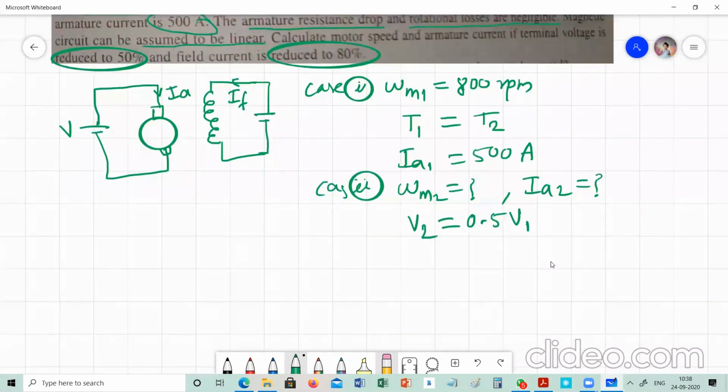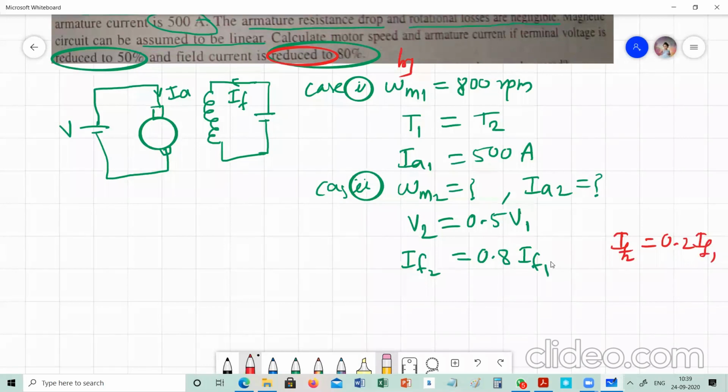And field current is reduced to 80%. Means IF2 is equal to 0.8 IF1. You have to read it carefully whether the word used is reduced to or reduced by. If the word is reduced to 80%, then IF2 is equal to 0.8 IF1. If the word is reduced by 80%, then I have to write IF2 is equal to 0.2 IF1.